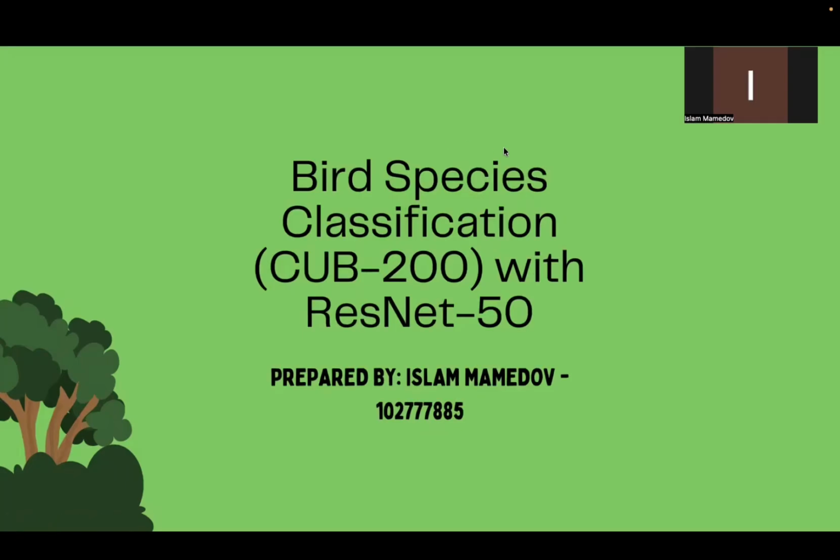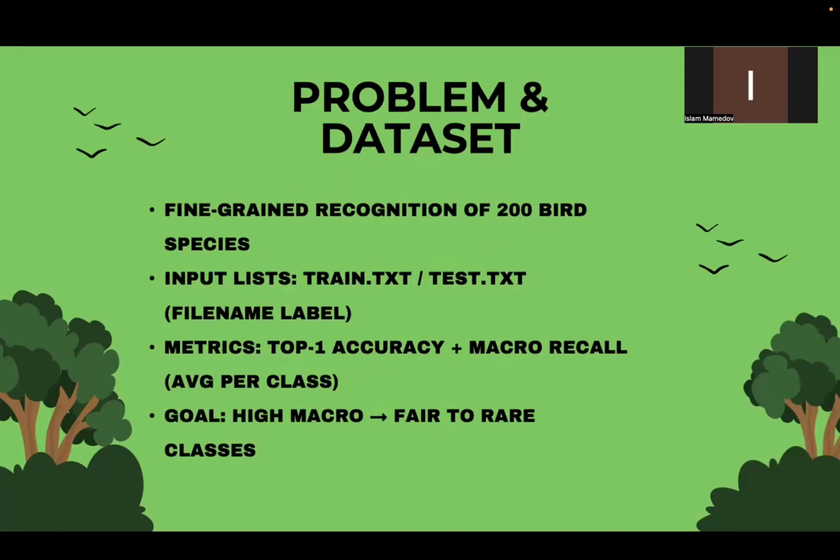Hi, I'm Salomedov. I built a bird species classifier on the CUB 200 dataset using transfer learning with ResNet 50. I'll walk through the core ideas, the model and training choices, what worked, what didn't, and a quick demo of the web app using Hugging Face.